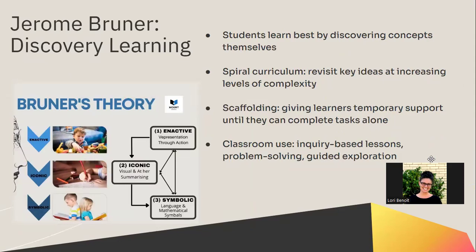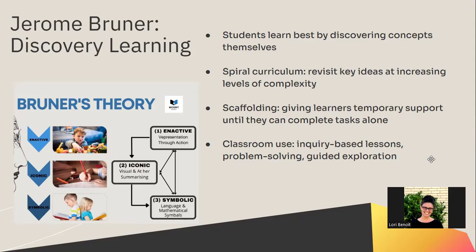Our next theory is Jerome Bruner's discovery learning. Bruner believed students learn best when they discover information for themselves. His spiral curriculum suggests revisiting ideas over time at increasing levels of complexity. A key teaching strategy for Bruner is scaffolding, giving students temporary support as they learn something new, especially when it's just beyond what they can do alone. This aligns with the idea of the zone of proximal development, which we'll talk about in the next slide.